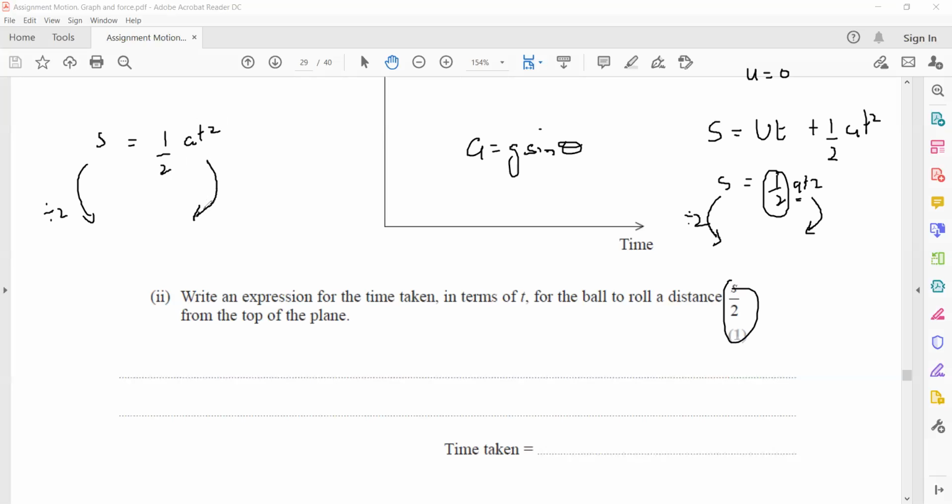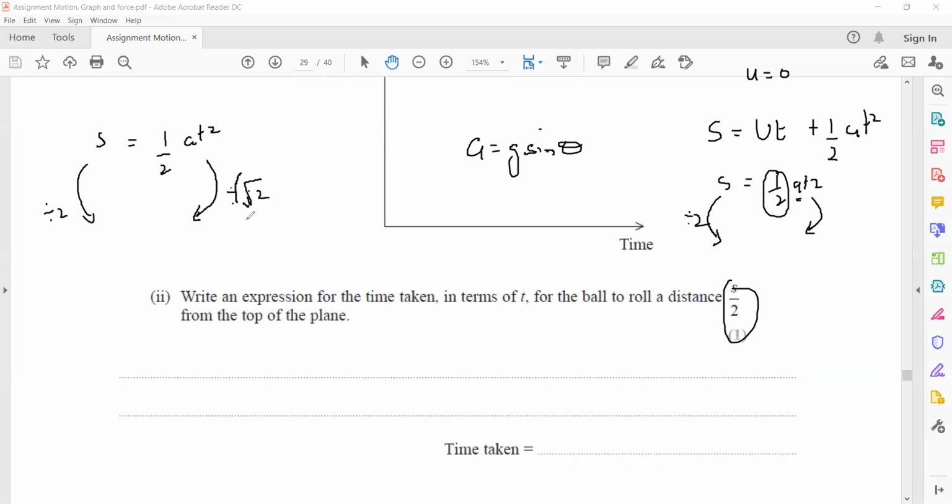But how can this be half? 1 by 2 cannot be changed. A cannot be changed. The only thing which can change here is time. So how will the time change so that the distance will be half? If we want this to be half, the time should change by square root of 2. Why square root of 2? Because the t square is there.